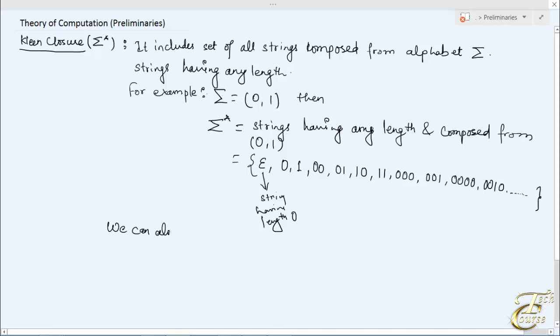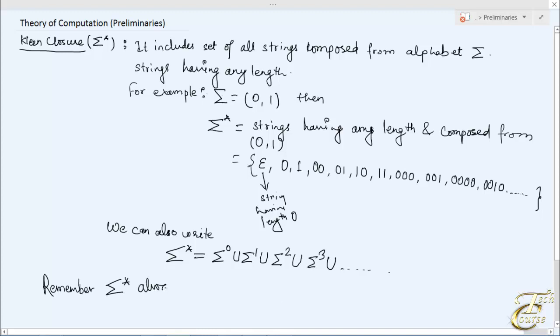We can also write sigma power star equals sigma power 0, which is the string having length 0, union sigma power 1, which is the strings having length 1, union sigma power 2, which is the strings having length 2, union sigma power 3, strings having length 3, and so on. Remember, sigma star always contains epsilon, since it is the string having length 0.